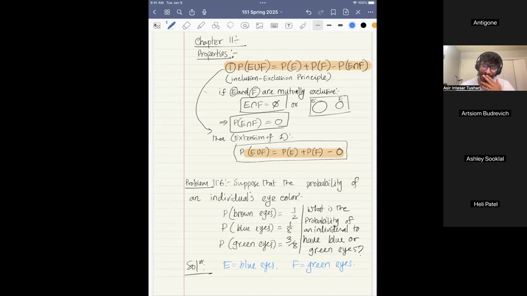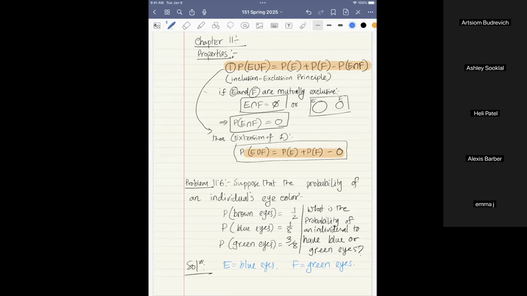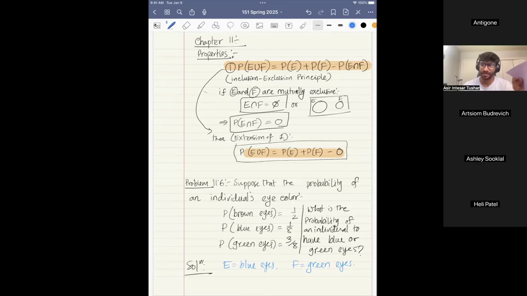Do you got that, Artyom? Okay. I don't know if Alexis is still here. Alexis, are you still here? I'm saying if one has blue eyes, then the other one cannot have green eyes. So Alexis, can you tell me what should be E intersection F?